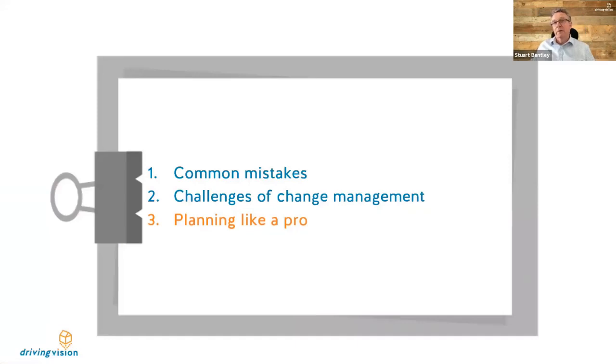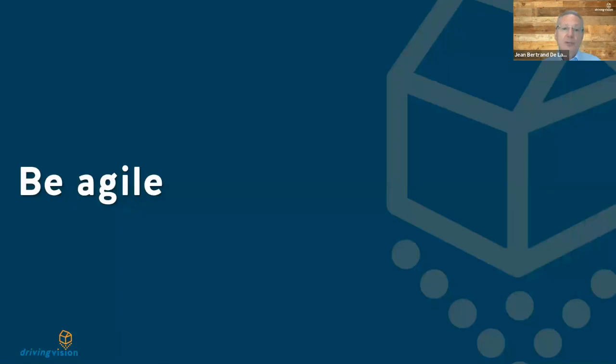So now we've covered the mistakes and challenges, let's move on to the final section, the juicy bit where we tell you how to manage BIM change requirements like a pro. You'll need to be agile. You may have heard that before, but what does it mean for a company to be agile? It's actually a pretty simple concept that describes a way of working which lends itself really well to BIM.